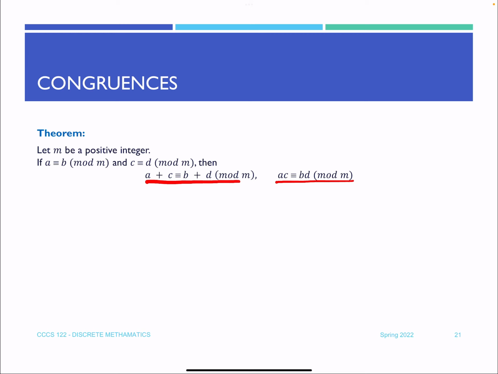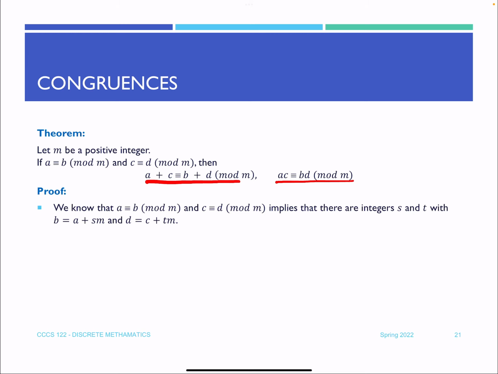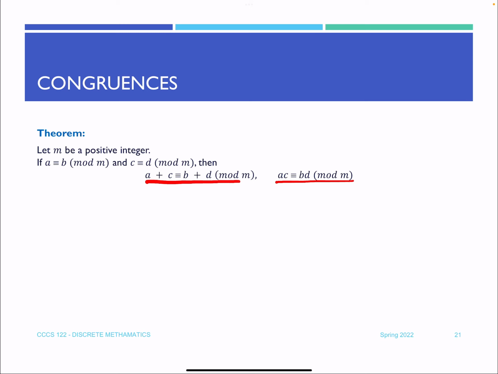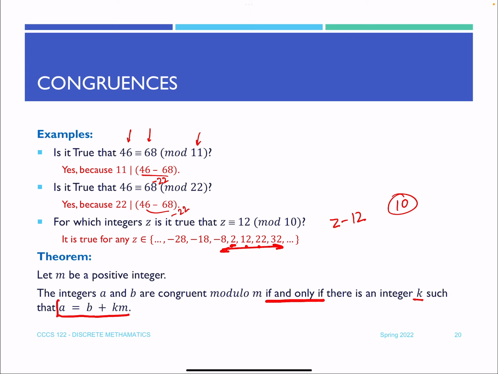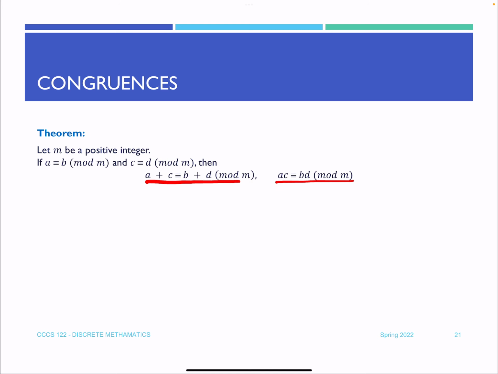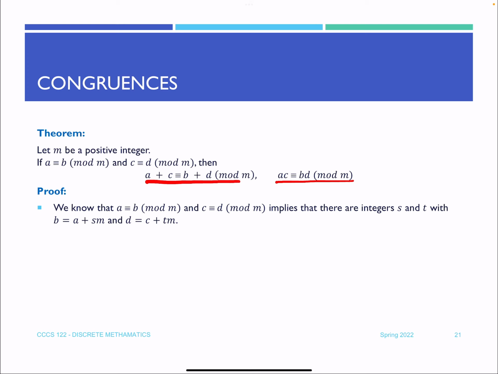Now, this is actually not that hard to prove. So now that we have the previous theorem that can convert this congruence into an equality, let me show you that. What this means is basically b is equal to a plus s times m, s being some integer, a multiple. And just like that, for the other congruence, d is equal to c plus tm, t again being some integer.